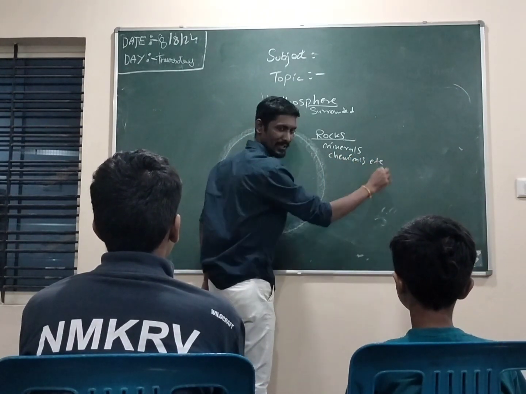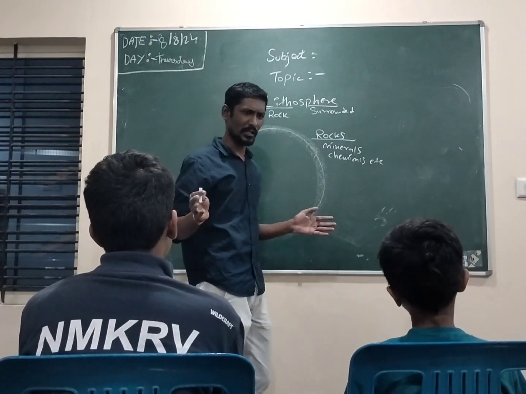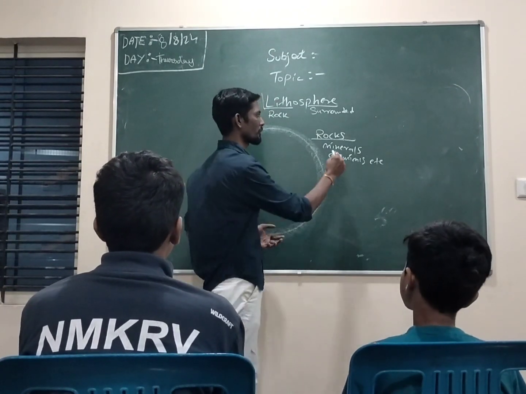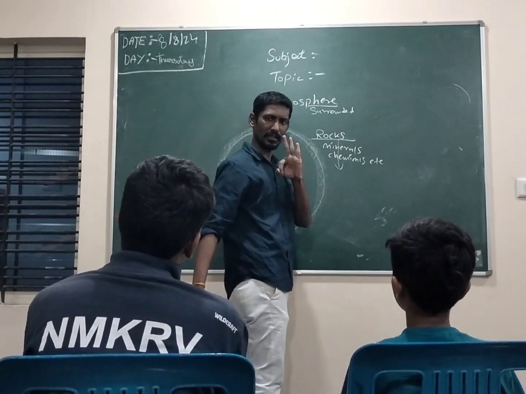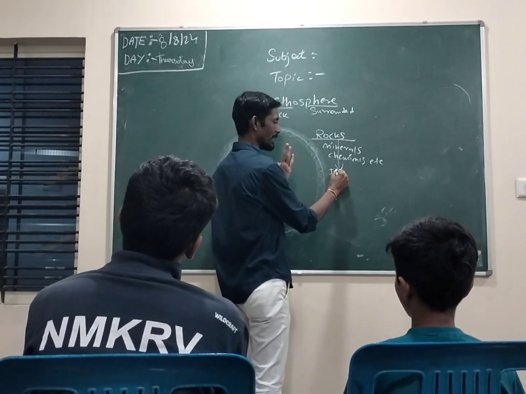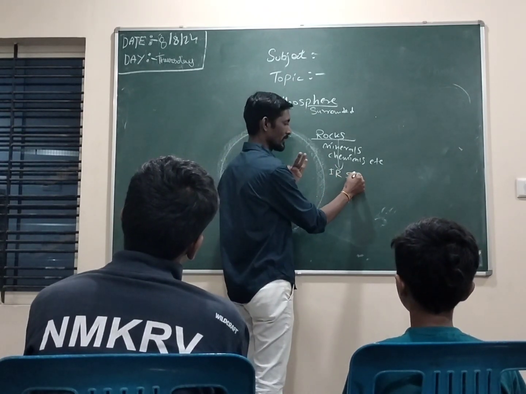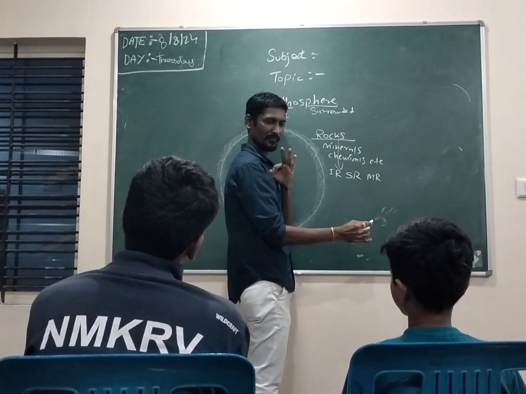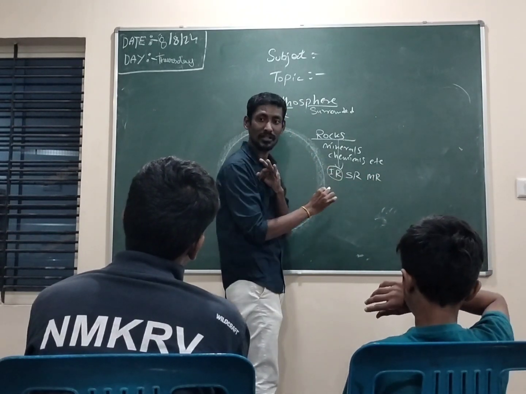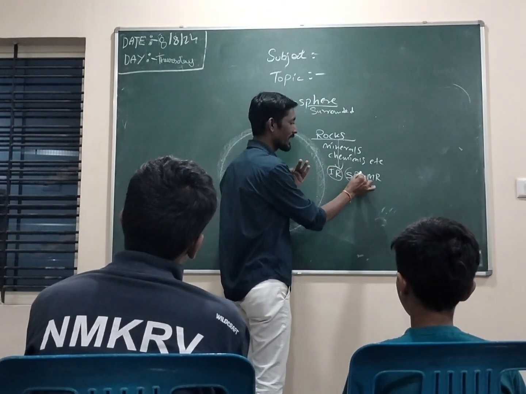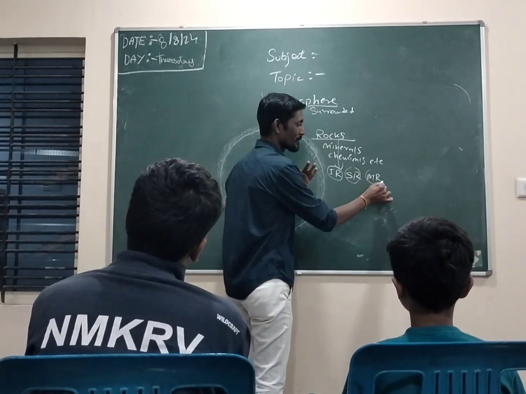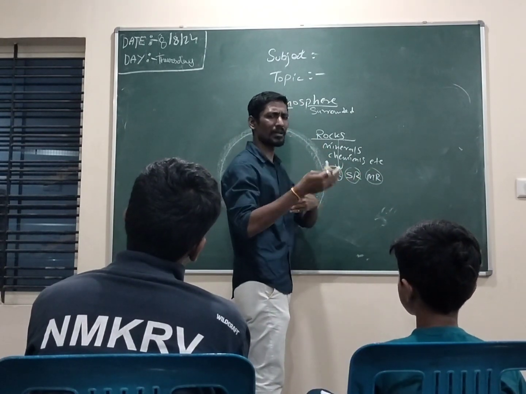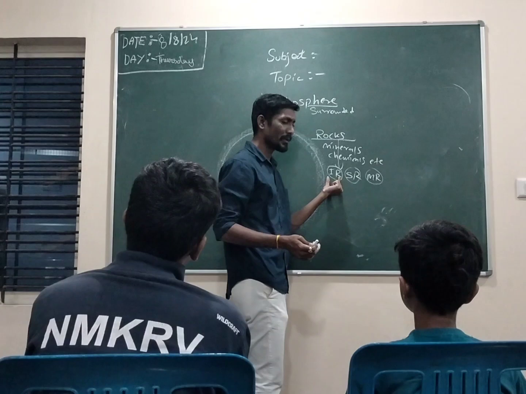etc. Okay? There are very many rocks. There are three types of rocks: igneous rocks, sedimentary rocks and metamorphic rocks. Igneous rocks are called primary rocks. Sedimentary rocks are secondary rocks, and metamorphic rocks are the changed ones.